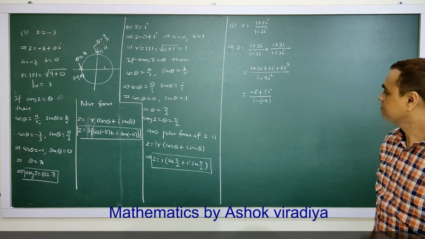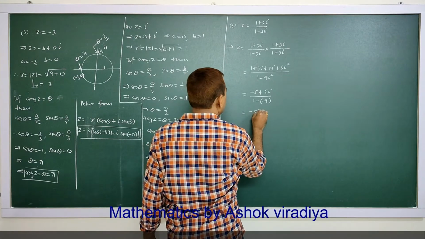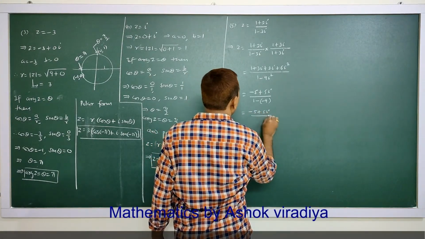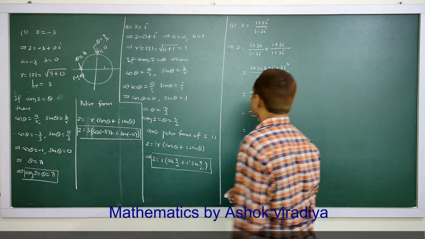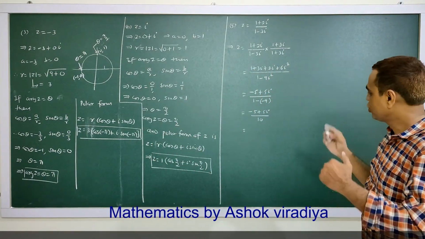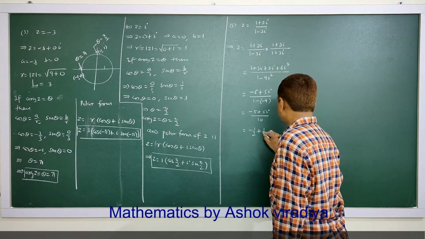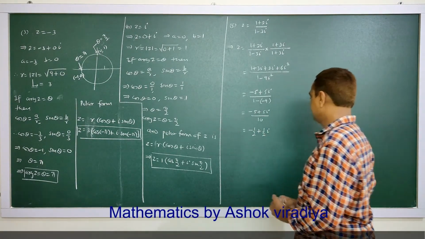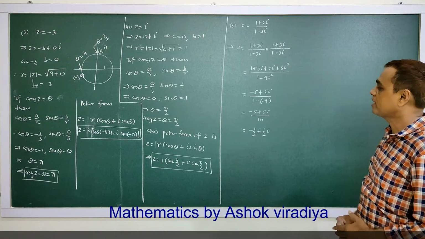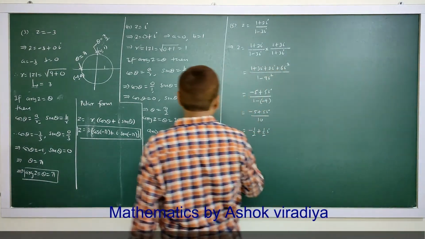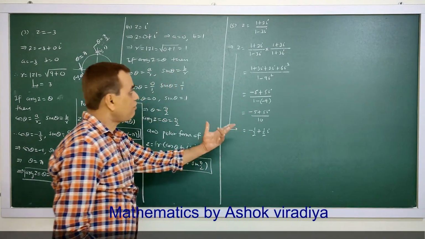Upon 1 minus 9i square, so this will be 10. So it is minus 5 plus 5i upon 1 plus 9, which is 10. So it is minus 1 by 2 plus 1 by 2i. z is minus 1 by 2 plus 1 by 2i. This is the complex number z. So we have converted this into standard form.